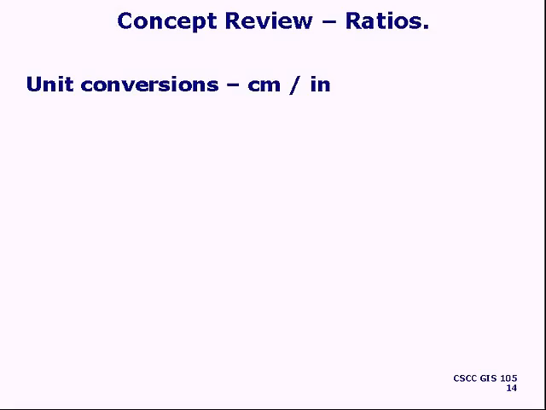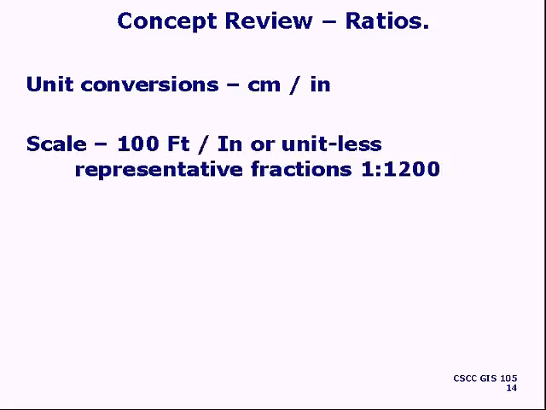Getting back to ratios, unit conversions are a good example of ratios that we've already mentioned. In this class, it's primarily going to be between centimeters, microns, meters, and inches and feet, between metric and standard units. Scale is represented very often as a ratio. It could be 100 feet per inch, also known as 1 inch equals 100 feet. It could be a unitless representative fraction, 1 to 1200.